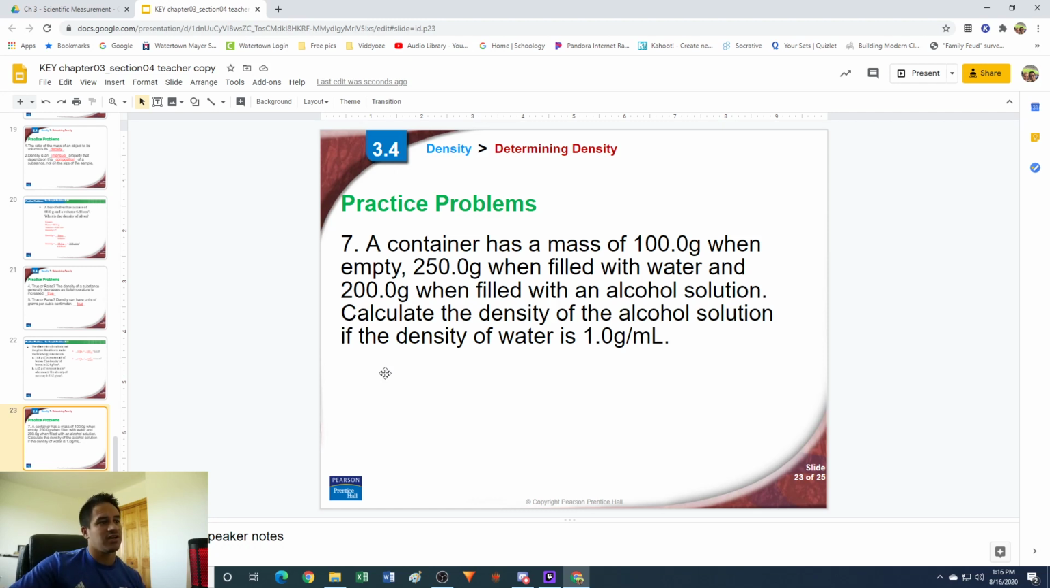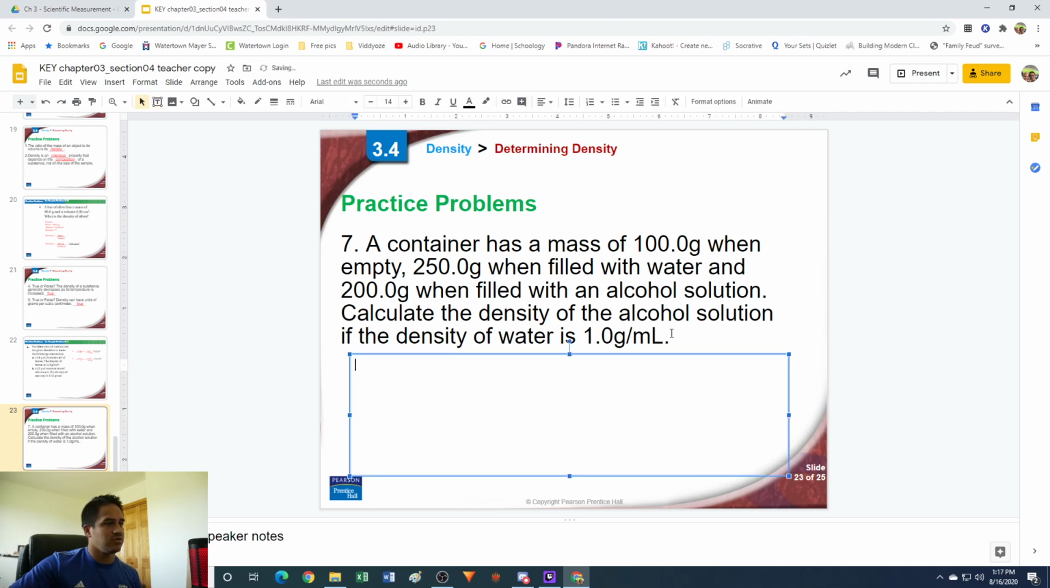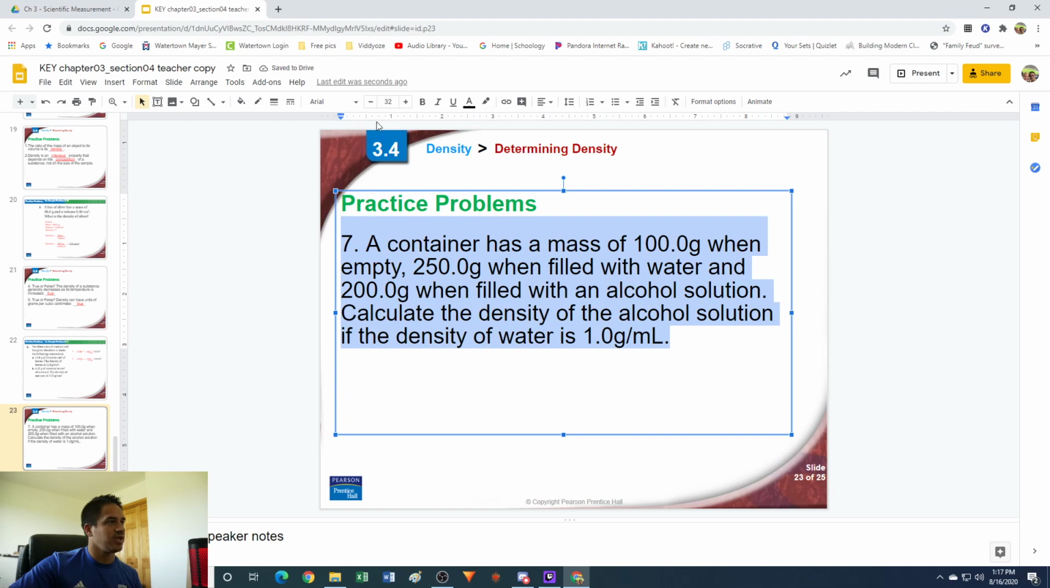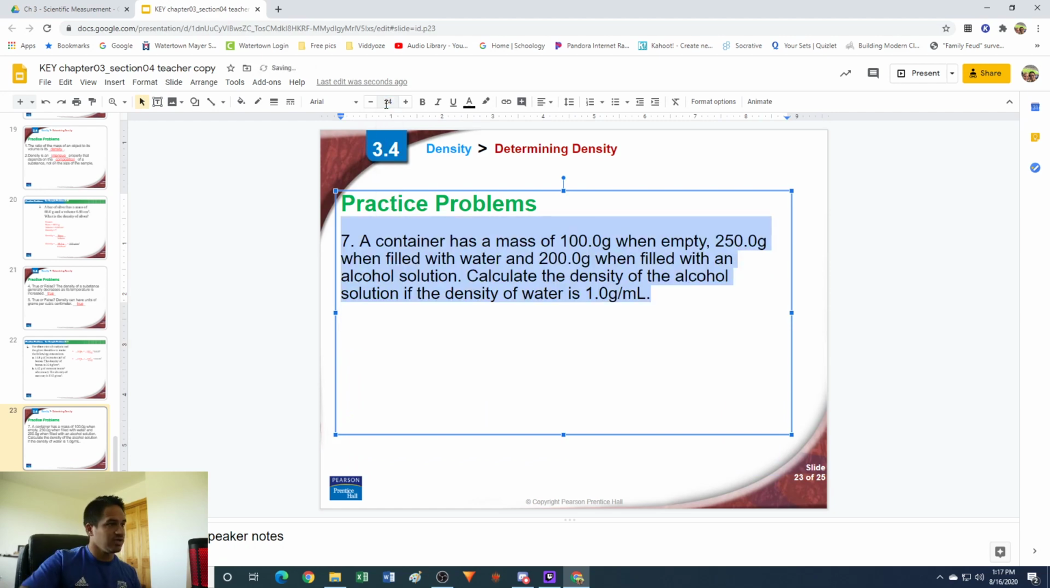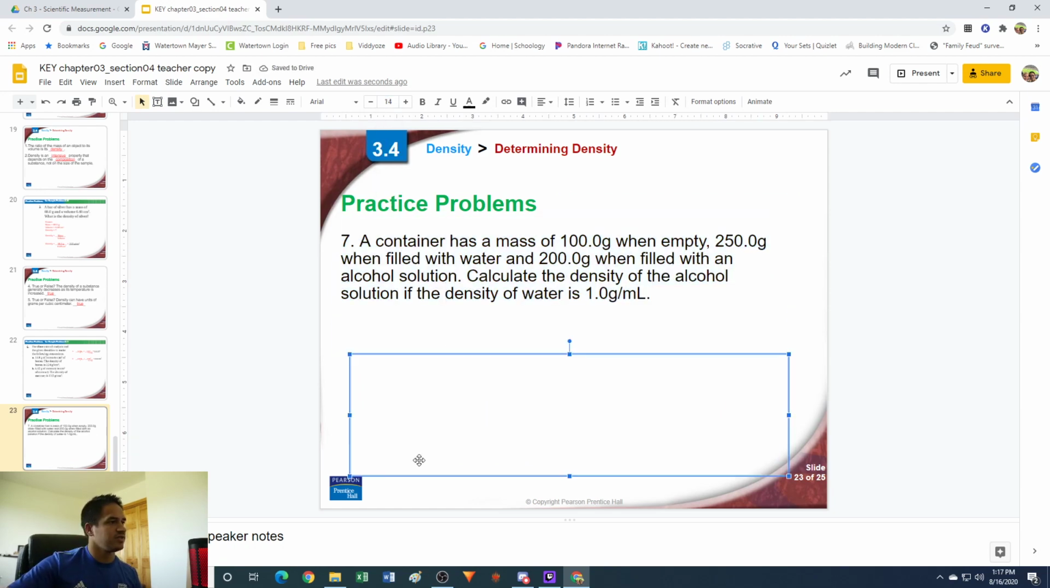Calculate the density of the alcohol solution if the density of water is 1 gram per milliliter. Okay, so this one is a little bit tricky, and just by reading it, you might be like, I'm not sure even how I start this one, but I will show you. It's not as hard as you think it is. You've got to do a little bit of thinking.